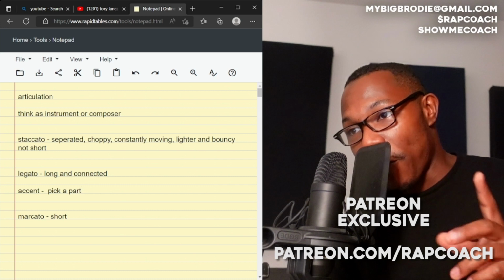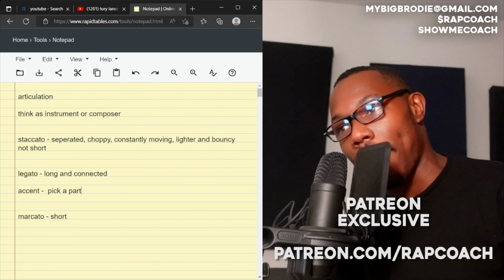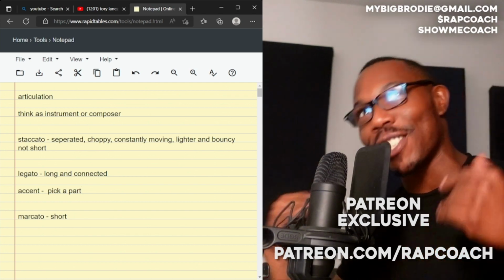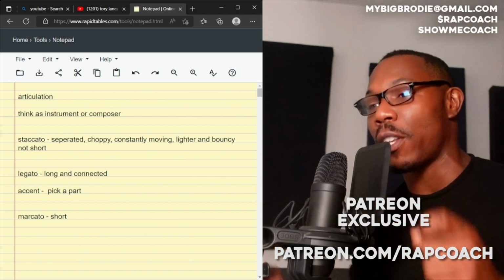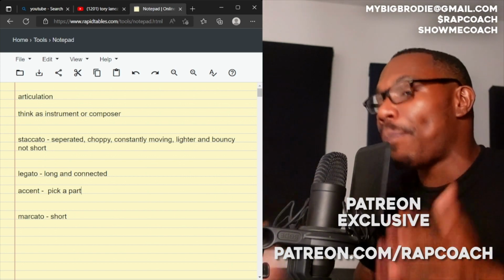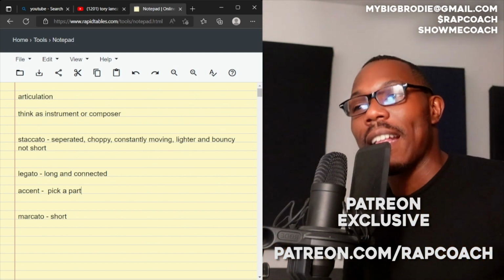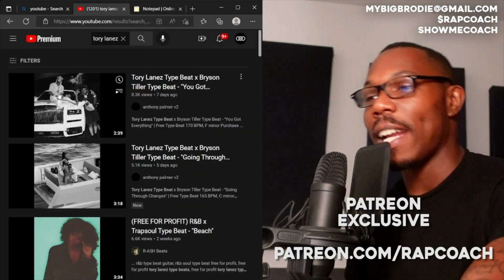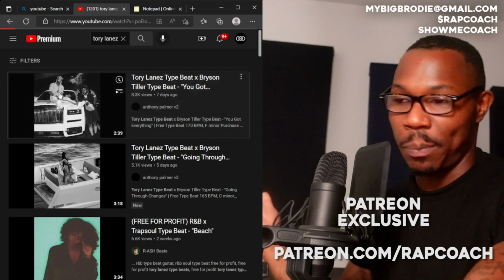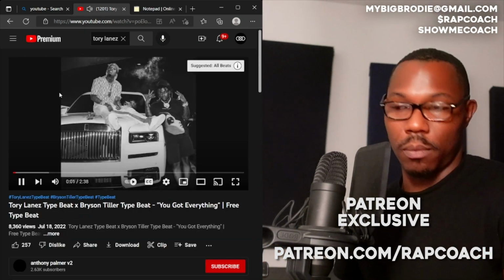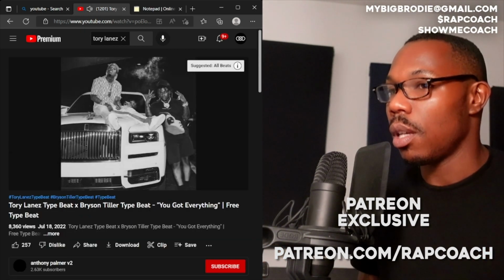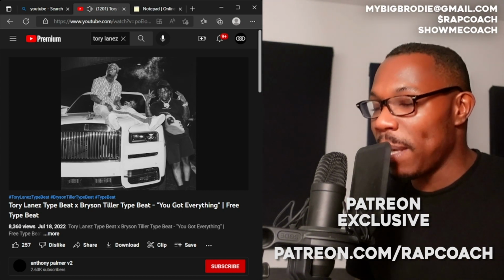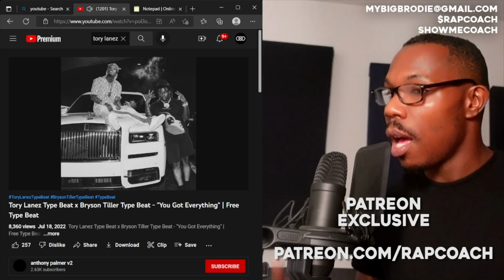So the first one is the staccato, okay? And staccato is basically you're playing the notes, you're saying the notes, you're singing, you're rapping the notes, separated. Choppy means it's constantly moving. Lighter and bouncier, okay? This gives a lighter and bouncier flow. Now, say for instance, I picked this beat, and we'll go off this beat. And I want to be a little bouncier.